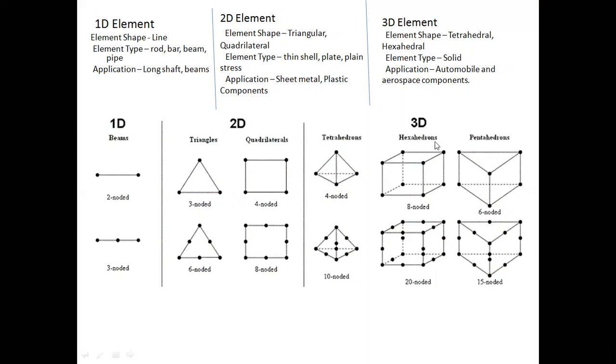Hexahedron with 8 nodes, and this is hexahedron with 20 nodes. It gets maximum coverage of the part, meaning we get a nearer solution by increasing the number of nodes or number of elements. These are the 1D elements, this is 2D, and this is the 3D elements.